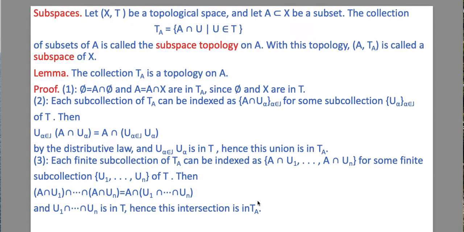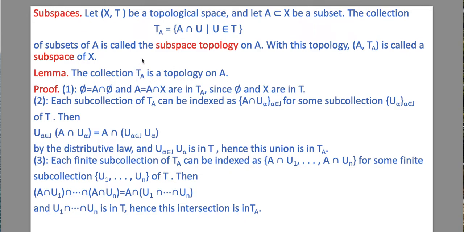Now subspaces. Let X be a topological space and A is a subset of X. Then the collection TA, which is equal to A intersection U, where U is an element of T, this collection TA of subsets of A is called the subspace topology on A. With this topology, (A, TA) is called a subspace of X. Now we have one more lemma: the collection TA is a topology on A.